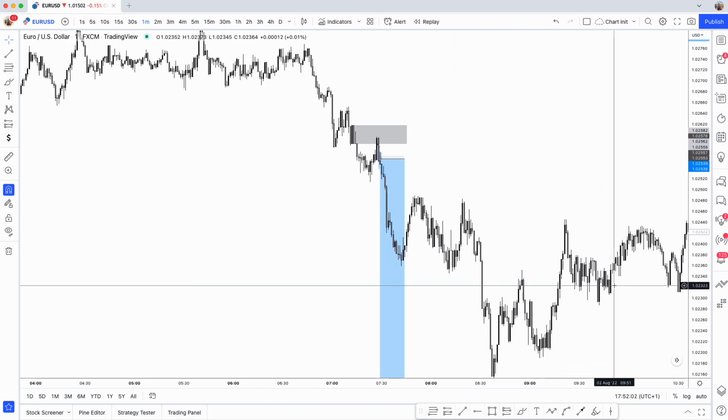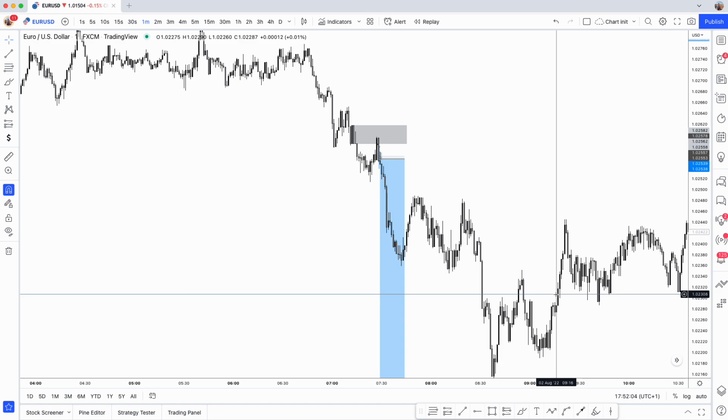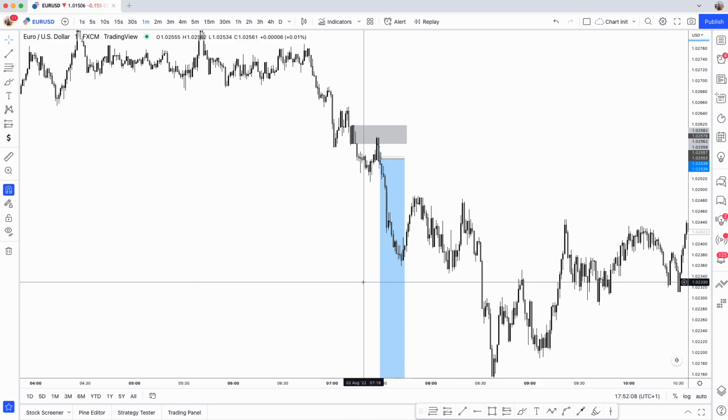So this is a breakdown of the Euro USD short that I took. Was it yesterday? Gosh, I feel like time's moving quick. Yeah, so this is a short that I took yesterday morning.